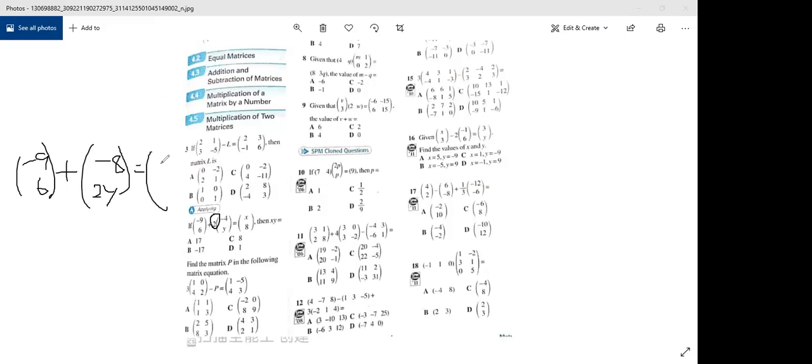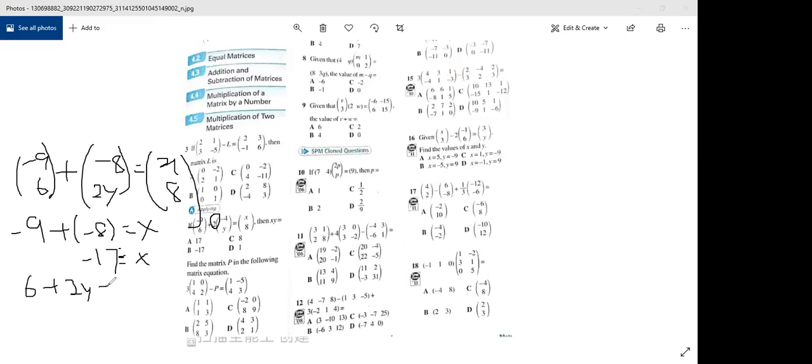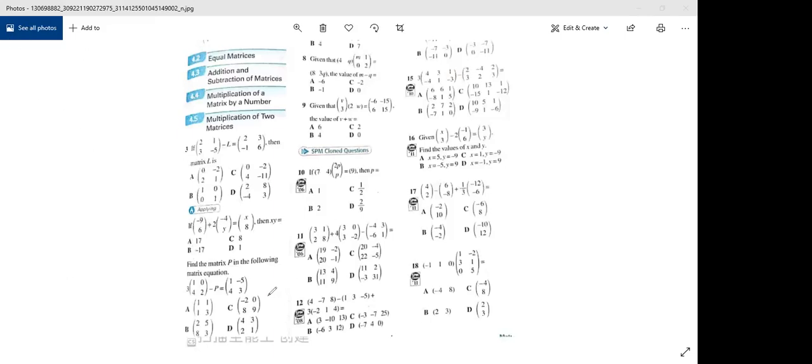2y, you can see, goes to x8. So we compare one by one. You can see -9 plus -8. So the answer must be -17 already. Okay, x. So next one, 6 plus 2y equals 8. So the logical answer must be 1 already. You can see 2 plus 2y equals 2, y equals 1. So x times y is equal to negative 17. So the answer is B. So this one is a simple one.